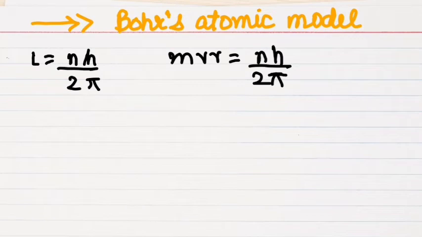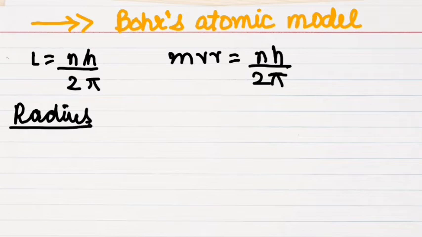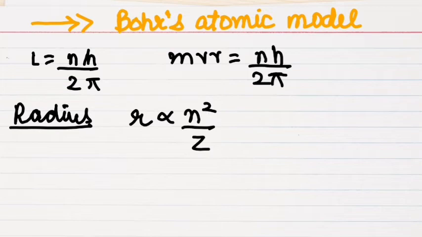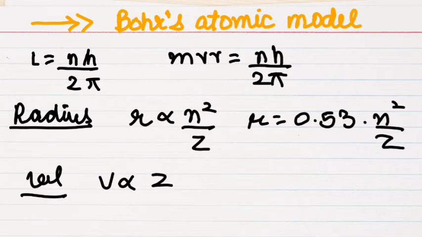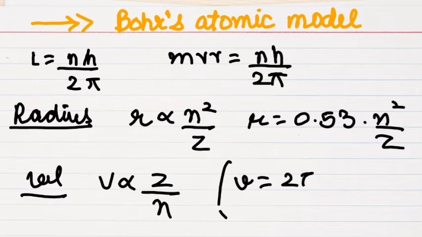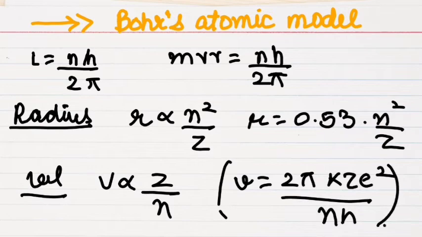After that we discussed the radius relationship. The radius of the electron is given by r directly proportional to n square upon z. Also, we know that r is equal to 0.53 n square by z. When we talk about the velocity relationship, v is directly proportional to z by n, where the velocity formula is v equal to 2 pi k ze square upon nh. This is the velocity formula.